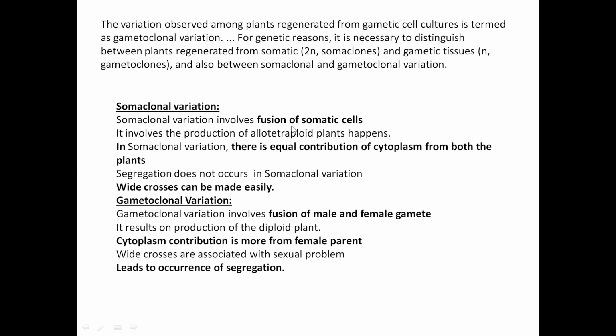Somaclonal variation involves fusion of somatic cells. In this, gametoclonal variation involves fusion of gametes. So you can produce a diploid plant from gametes, because normally it produces a diploid plant. But in somaclonal, it involves the production of allotetraploid plants. You can get different ploid plants. In somaclonal variation, there is equal contribution of cytoplasm.